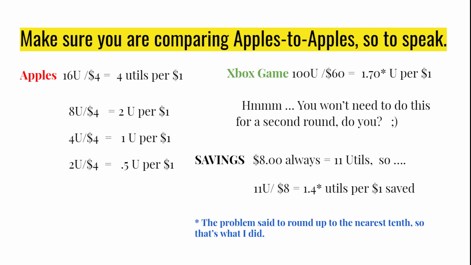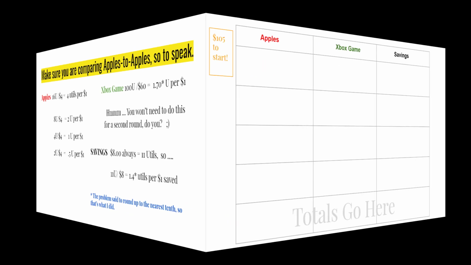Lastly, this is our savings choice. Anna gets 11 utils of happiness for every $8 she saves. Thus, that's 1.4 utils for every dollar saved in bundles of $8. Not 7 and not 9. It's always going to be 8.